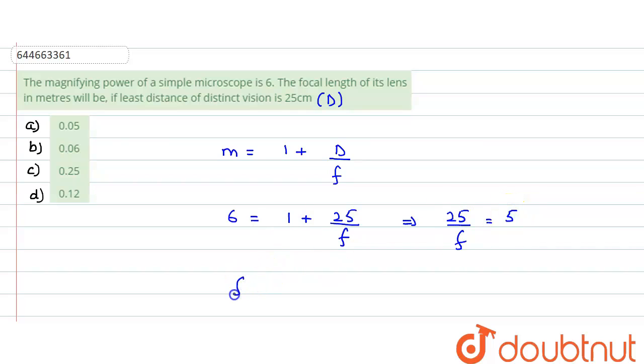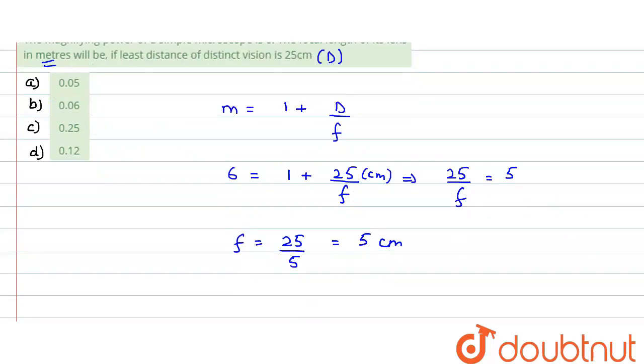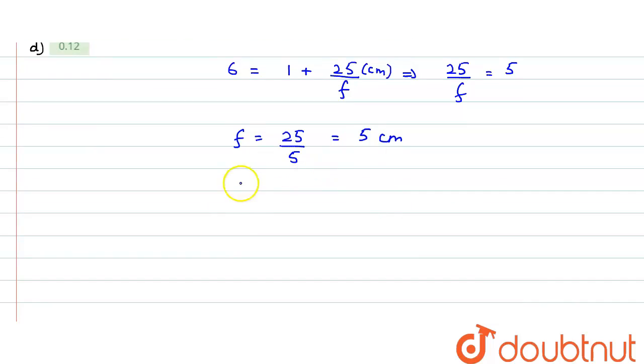So our focal length would turn out to be 25 over 5. So this would be 5, and the unit would be what? Here the unit would be centimeter. Why? Because the D value was in centimeter, so the F value would turn out to be in centimeter, but we have been asked the focal length in meter. So how do we find it? We just divide by 100.